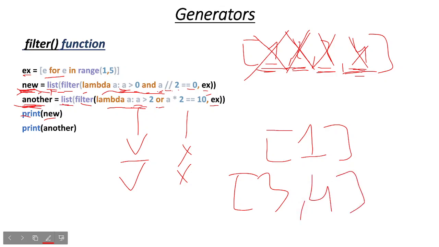And since we also have applied a list function to our filter function, when we use the print function and inside the parentheses place the variable called another as an argument, we will have a list data type consisting of two elements, integer 3 and 4, appear in our console as a result.